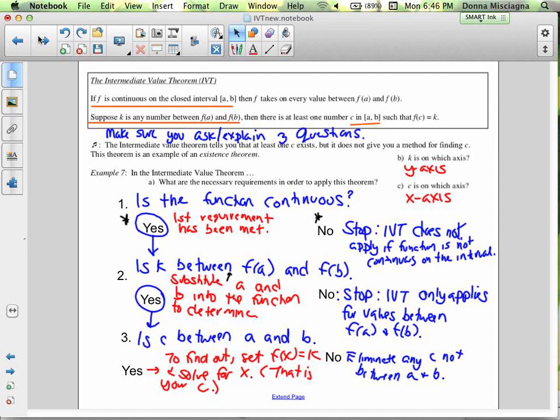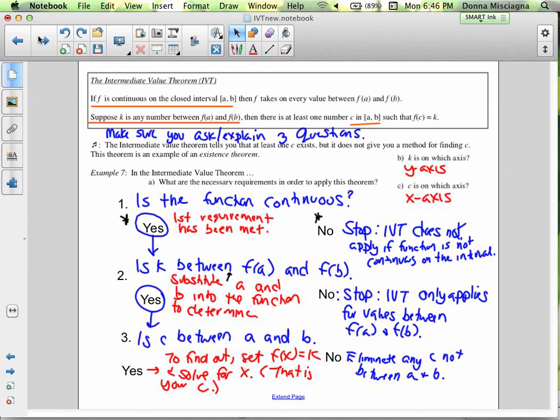So the intermediate value theorem tells you at least one c exists, but it does not give you a method for finding c. This theorem is an example of an existence theorem. However, I'm going to show you how to find the c guaranteed by the intermediate value theorem. So the intermediate value theorem did the guaranteeing. I'm going to show you the finding.